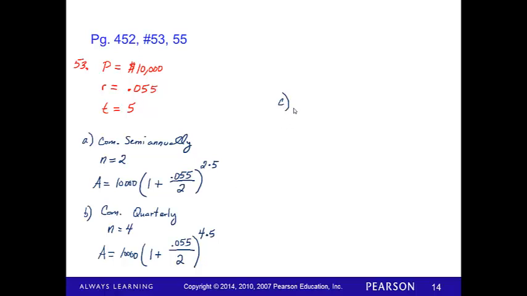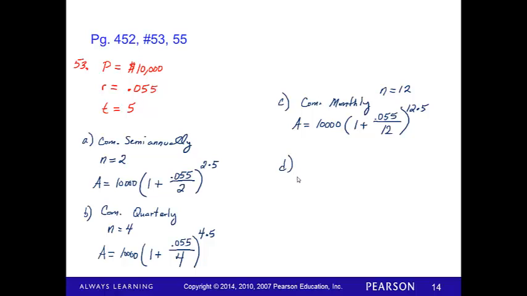Part C is compounded monthly. So now we have A being 10,000 times 1 plus 0.055 divided by, let's go back to part B because I made a mistake, didn't I? That shouldn't be a 2 down there, that should be a 4. Divide by 12 raised to the 12 times 5. Now why did it change to 12? Because it says compounded monthly and N is equal to 12.